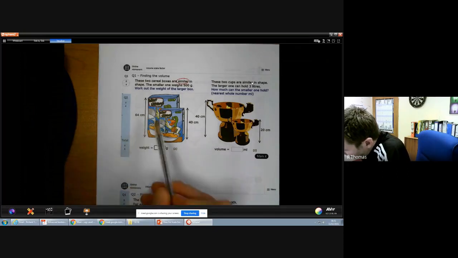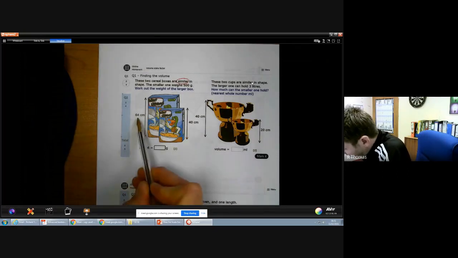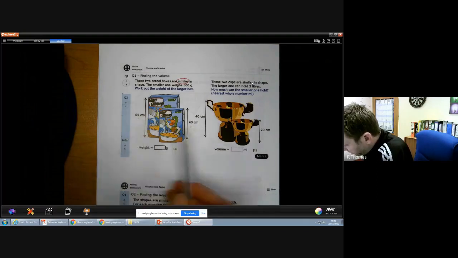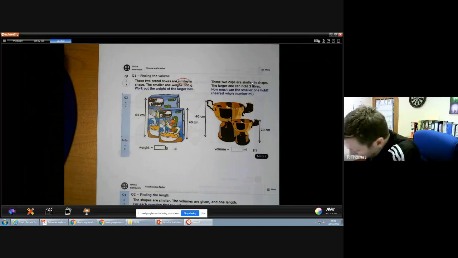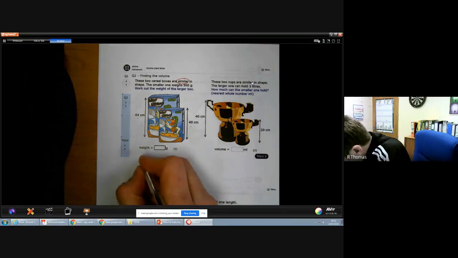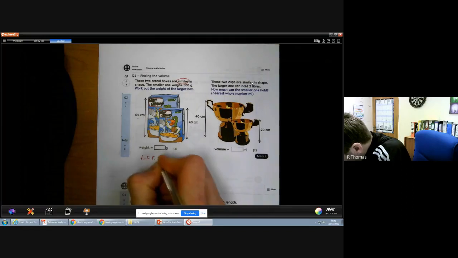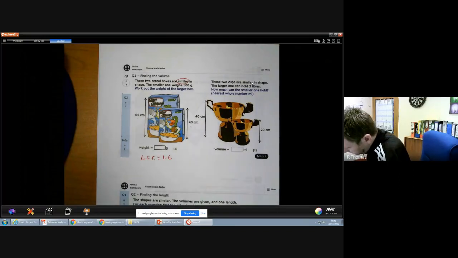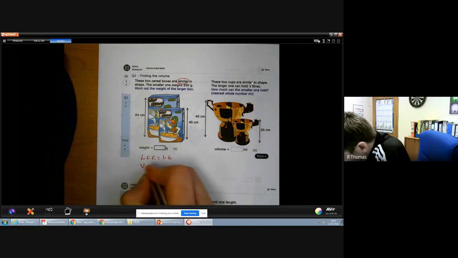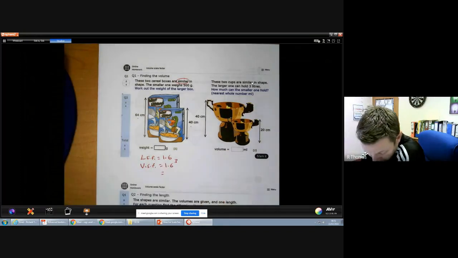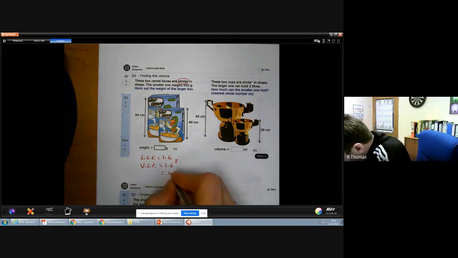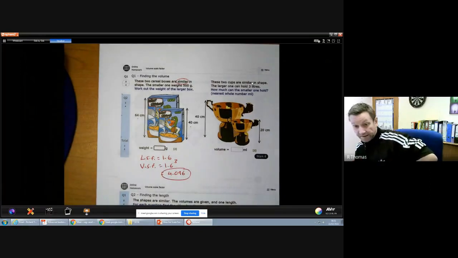So I've got 2 linear dimensions of 64 and 40. So the first thing I need to do is work out the linear scale factor. So I'm going to do 64 divided by 40, and that gives me 1.6, right? So the linear scale factor is 1.6. So the volume scale factor is 1.6 cubed. I'll do that on the calculator. 1.6 cubed is 4.096. That's the volume scale factor, right?